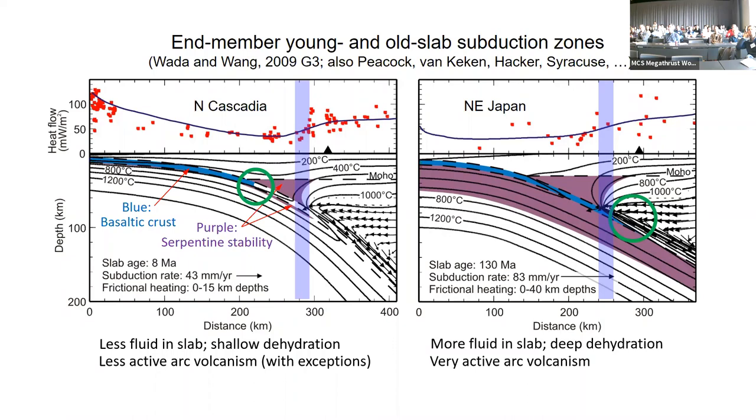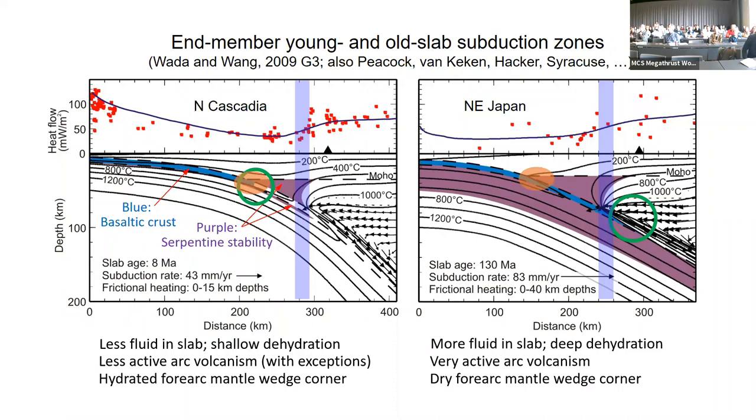The contrast. And another aspect important to our megathrust research is the hydration of the mantle wedge. Because the slab dehydration is earlier here, a lot of the fluid is released to hydrate the wedge corner. And here, less water is released. So in general, the mantle wedge corner is a lot drier. That causes some important mechanical consequences I'll talk about later.